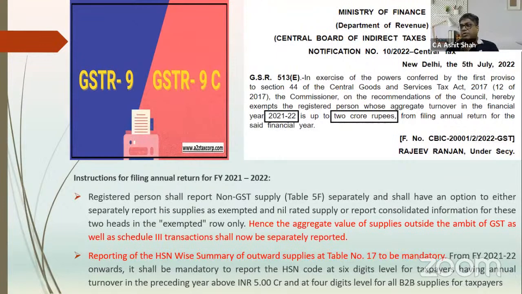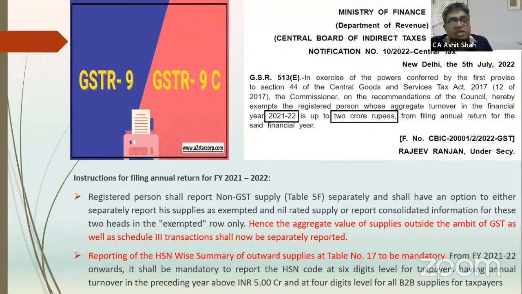So probably the people can take the advantage of it. This is by way of notification number 10/2022. Further, they have made some minor changes in the reporting requirement of GSTR annual return, especially in table 5F, in respect of reporting of the exempt supplies and non-GST supplies.